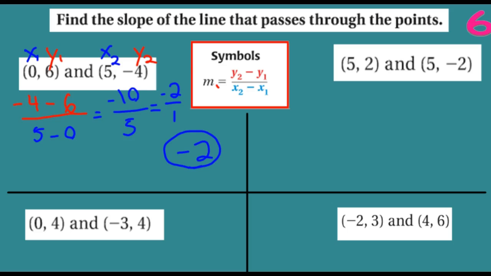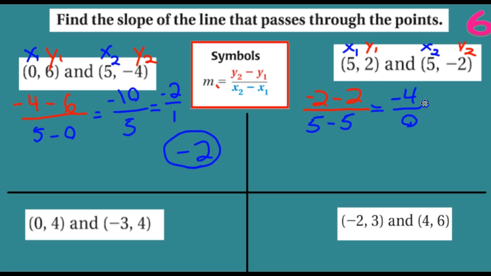Alright, so next one. We have an x here and an x here. This is going to be x1, that's x2. So we have y1 and y2. So we have -2 minus 2 over 5 minus 5. That's going to give us a -4 over 0.